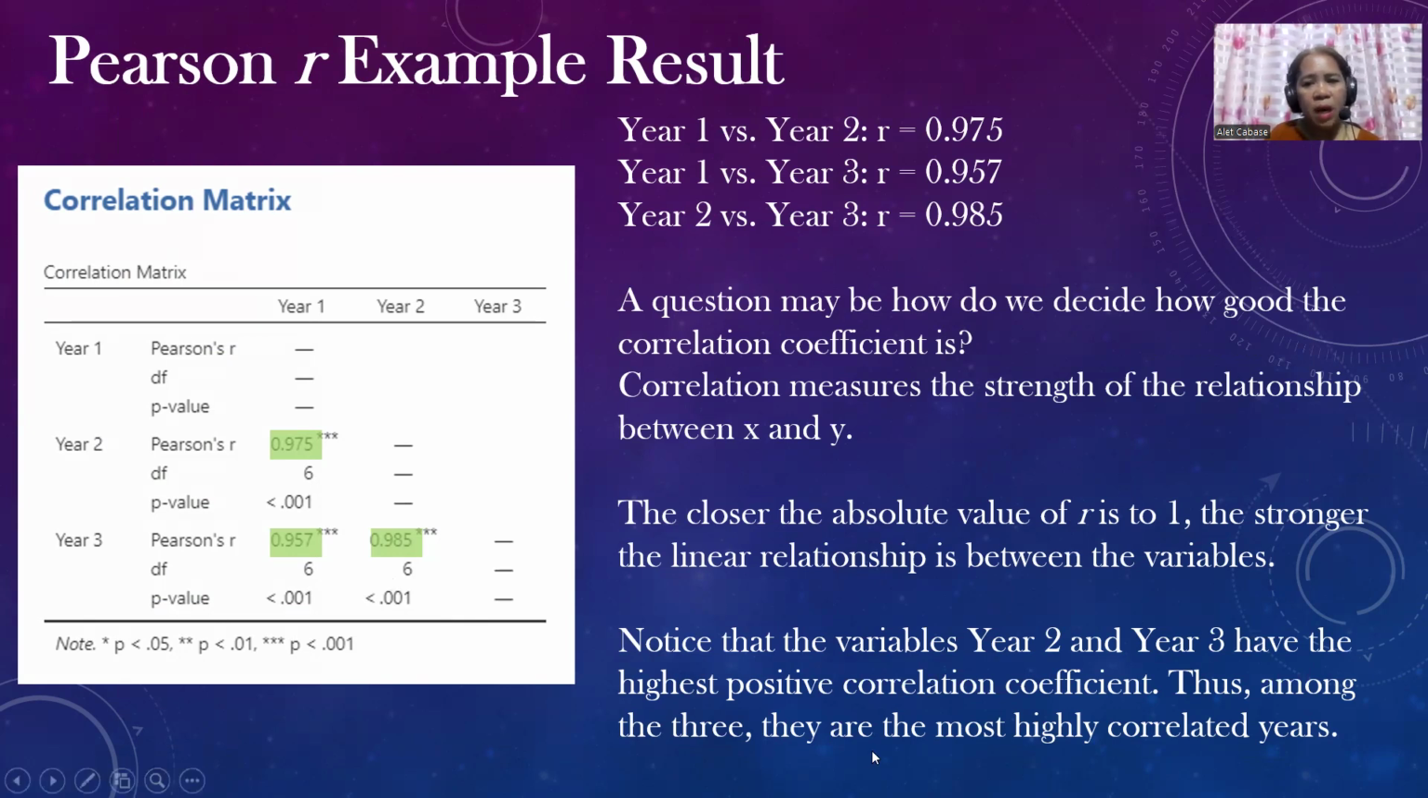So a question may be, how do we decide how good the correlation coefficient is? Correlation measures the strength of the relationship between x and y. The closer the absolute value of r is to 1, the stronger the linear relationship is between the variables. Notice that the variables year 2 and 3 have the highest positive correlation coefficient. Thus, among the three, they are the most highly correlated years. Okay?